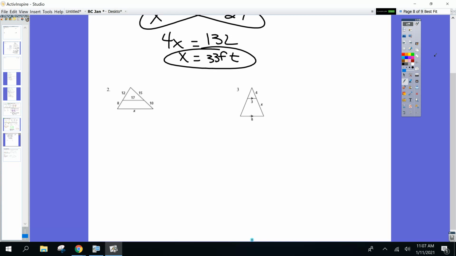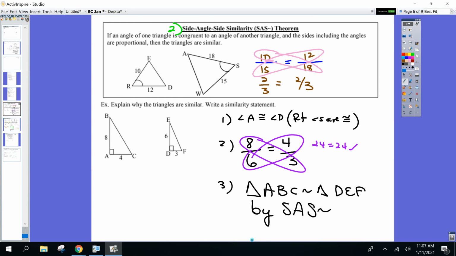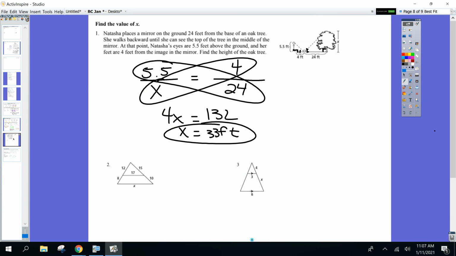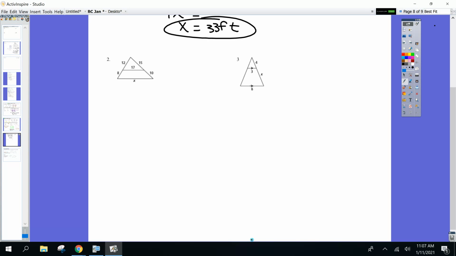Even with problems like 2 and 3, you assume those are proportional. There are reasons why. Number 2 is going to be similar by side angle side, because both triangles have that reflexive angle, and the sides surrounding it are in the same ratio. So should you bother trying to see if they're congruent or similar? I would not, no. Most of the time they'll come out and tell you anyway.